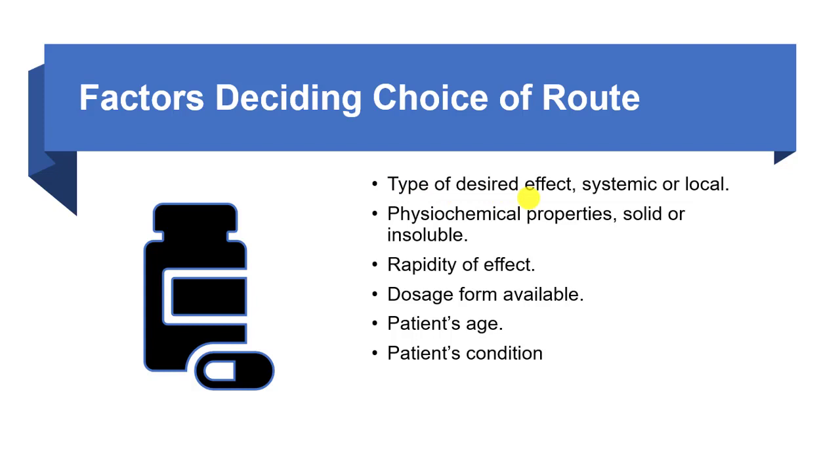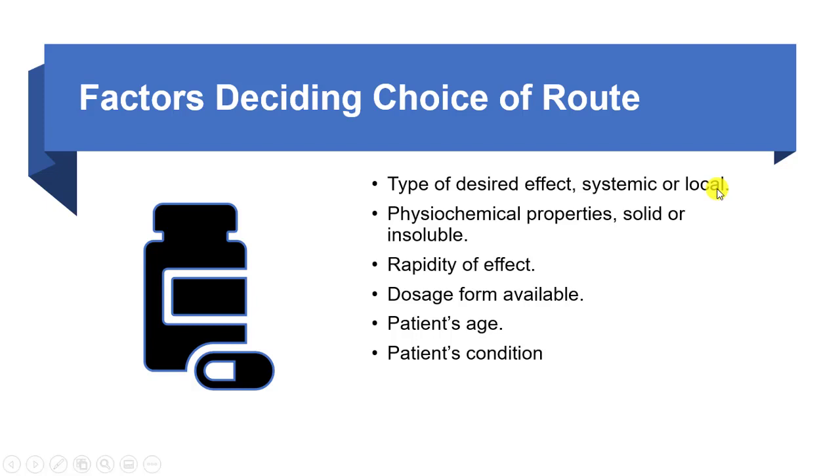So for example, the first factor might be the type of desired effect. What type of desired effect do we want for a particular drug? Either we want a systemic effect or a local effect. If we want a systemic effect, then we might give a drug intravenously. And if we want a local effect, we might give that drug topically, or give it by some other route.